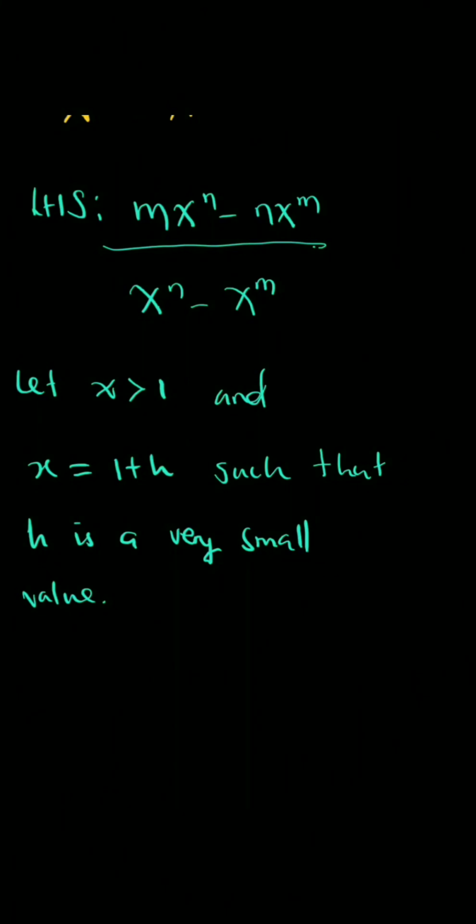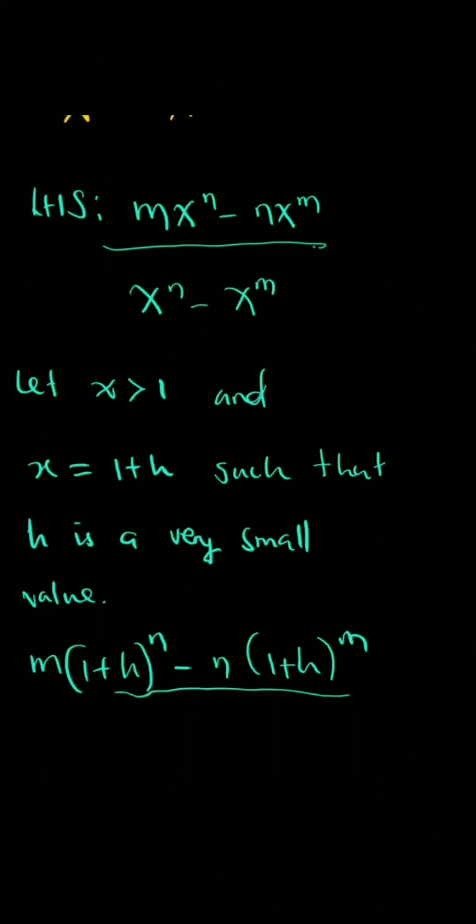Now, since our x is equal to 1 plus h, it means that wherever there is x in this expression, we'll simply replace it with 1 plus h. So this therefore gives us m multiplied by (1 + h) raised to the power of n, minus n (1 + h) to the power of m, over (1 + h) to the power n minus (1 + h) to the power m.